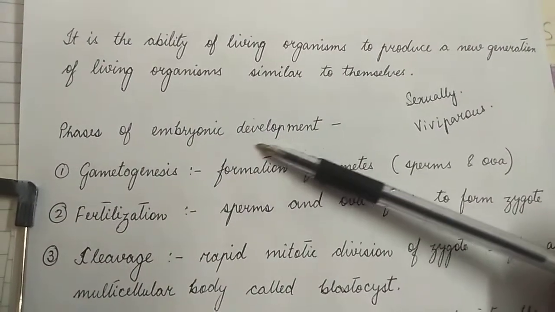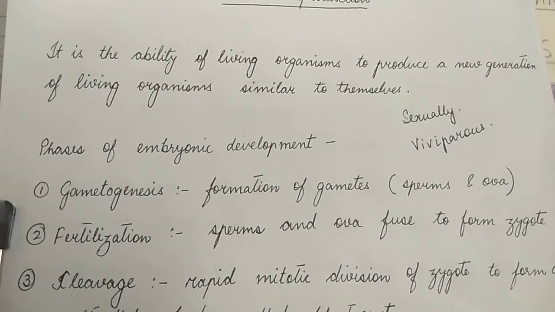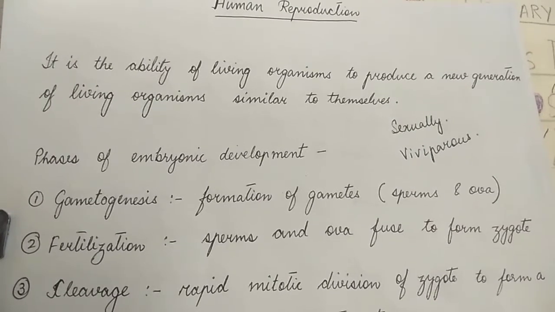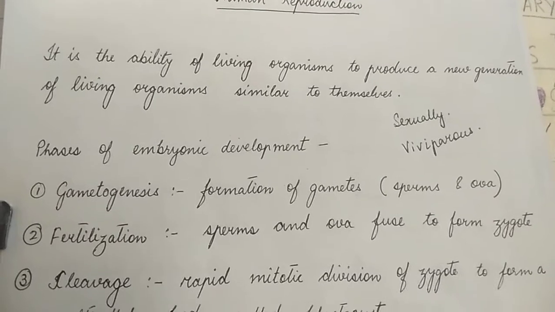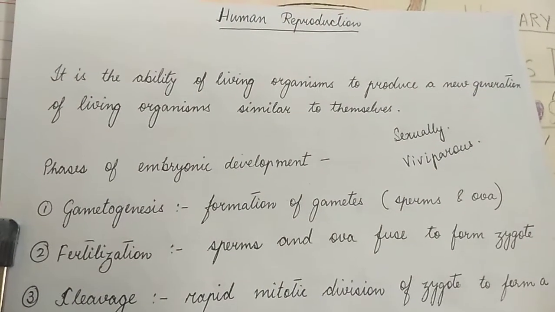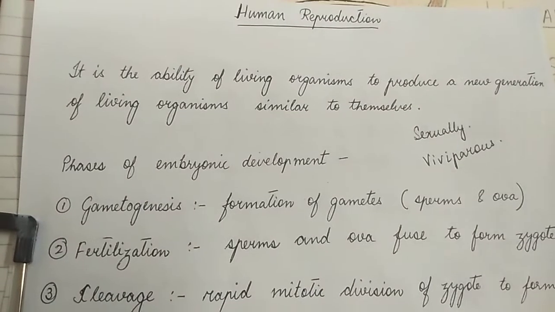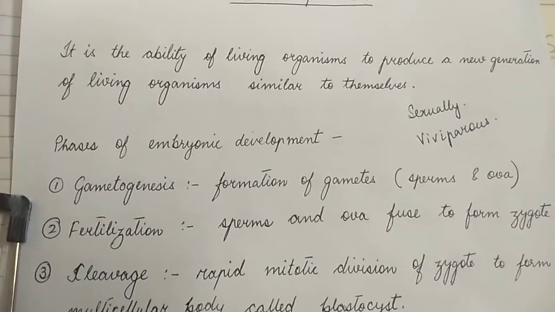Phases of embryonic development. What is the process by which the zygote is formed? From the zygote, how a multicellular organism, that is a full-fledged human being, is formed, we will discuss in this chapter. So what are the phases of embryonic development?